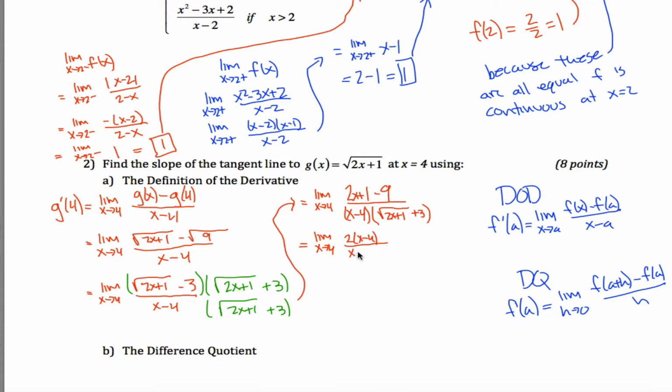And the reason I write it like that is now I can cancel that x minus 4 with this x minus 4, which has been causing all this trouble all along. Make it a lot easier to evaluate the limit.